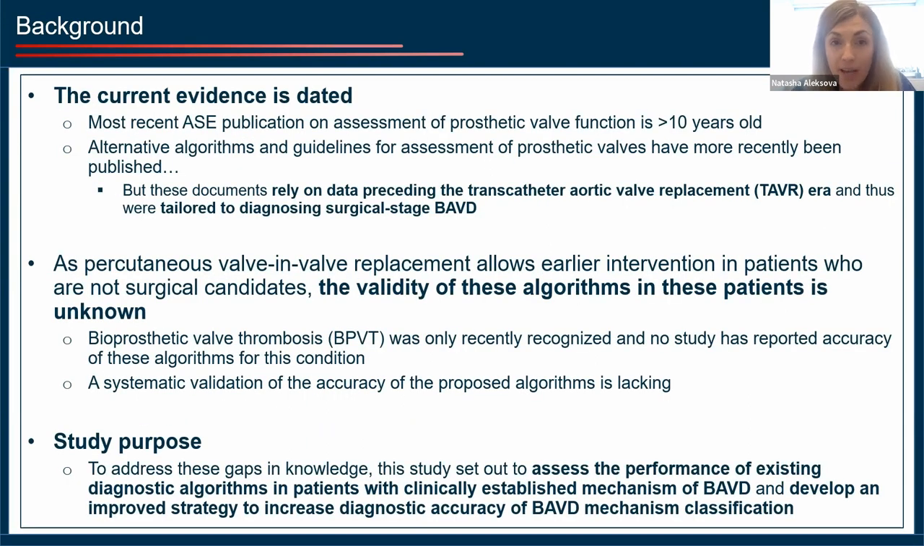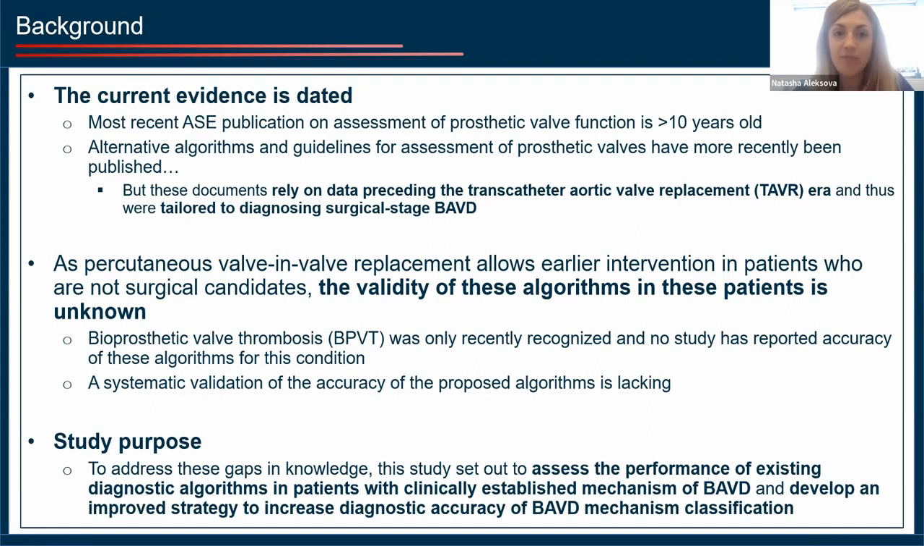Importantly, the current evidence to date is dated. The most recent ASE publication on the assessment of prosthetic valve function is over a decade old, and alternative algorithms and guidelines have been published, but they rely on data that precedes the transcatheter aortic valve replacement or TAVR era, and were really tailored to diagnose surgical stage BAVD.